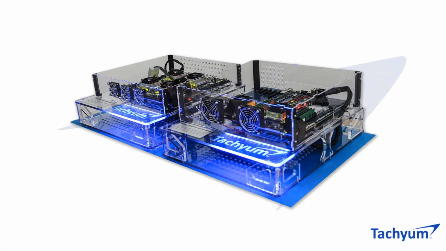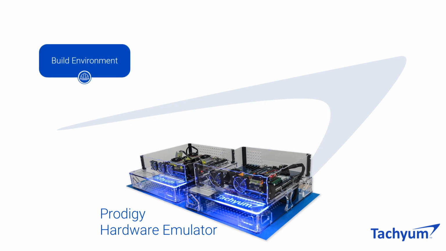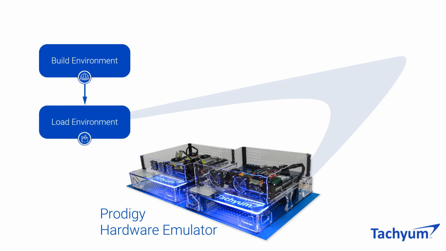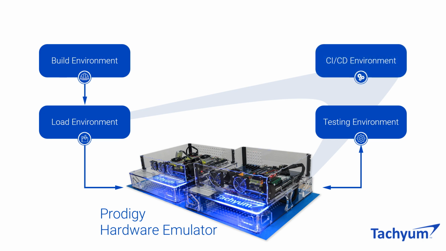The testing workflow includes the following four environments. The build environment covers all the procedures required for building the hardware and software projects and to generate binary files for the load environment. The load environment deploys these files into the Prodigy hardware emulator. The testing environment runs the test jobs. The CI/CD, or continuous integration and continuous delivery environment, covers all the tools needed to fully automate this testing workflow.